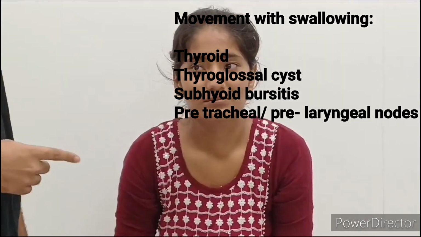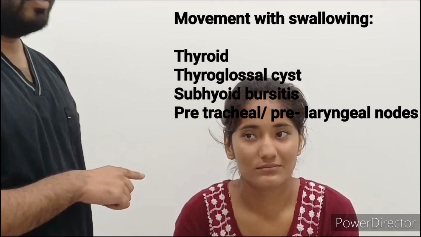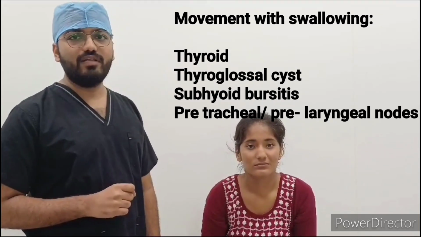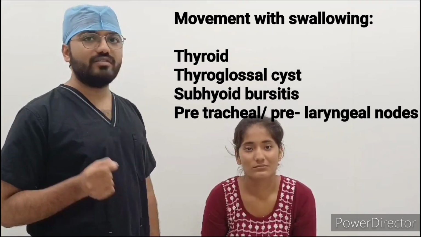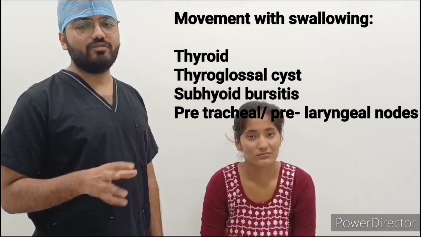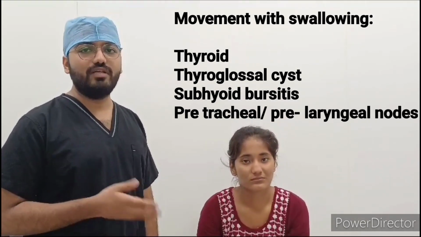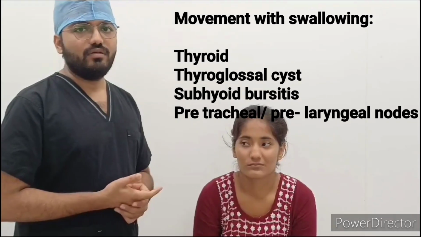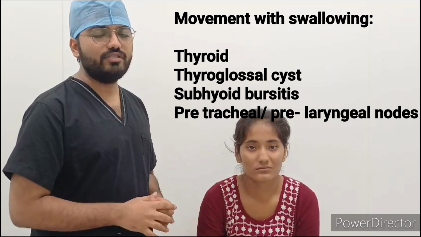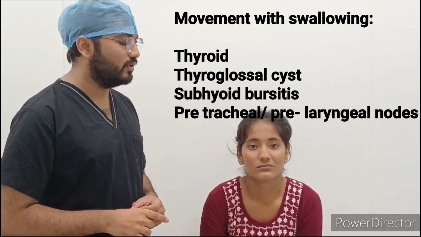If the swelling is moving with the movement of swallowing, it is indicative of a thyroid swelling. The reason behind it is the thyroid gland is attached with the larynx. So on deglutition or swallowing, the larynx moves, and along with that the thyroid swelling moves. The differential is thyroglossal cyst, which moves with deglutition and also moves with protrusion of tongue.